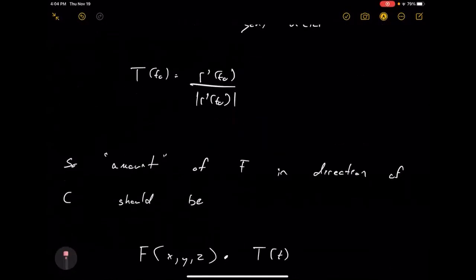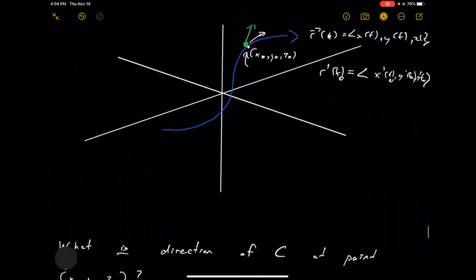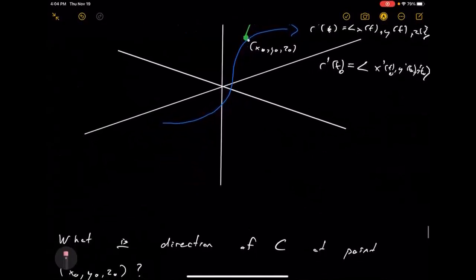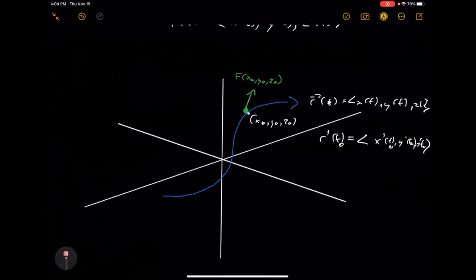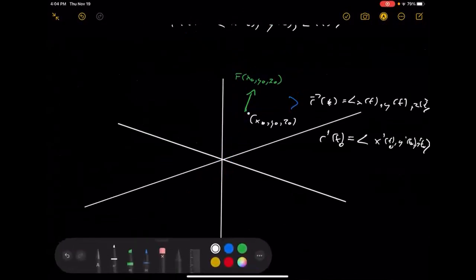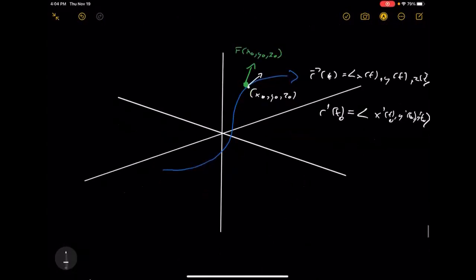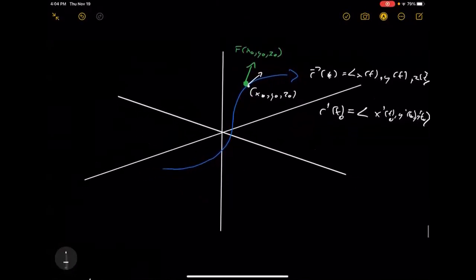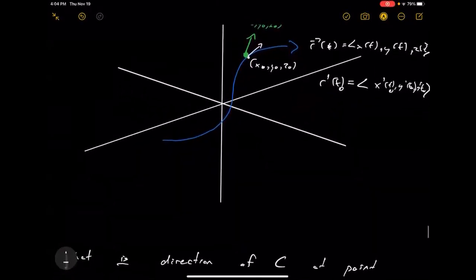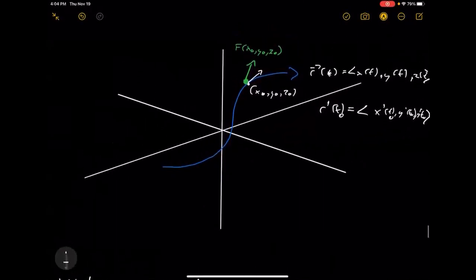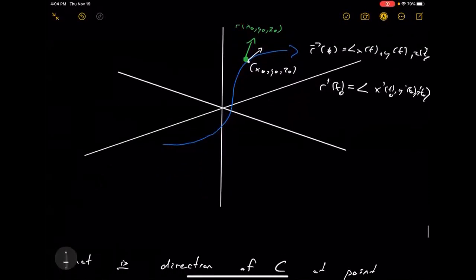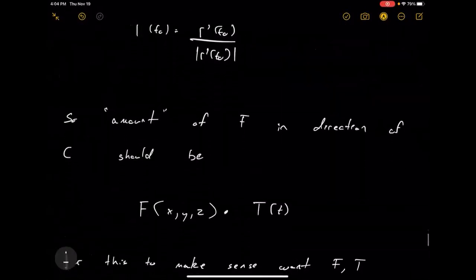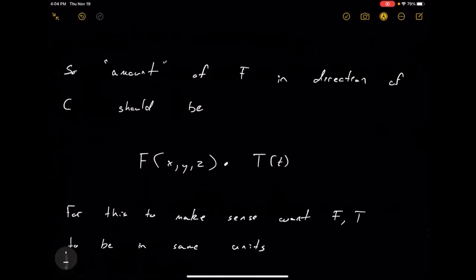Now we have these two ideas: my vector field output in green, and our unit tangent vector pointing in the direction of our curve. How much of the green vector field is pointing in the same direction as the white arrow? To figure that out, we just take the dot product of those two. We want to take the dot product of the vector field with the unit tangent vector.